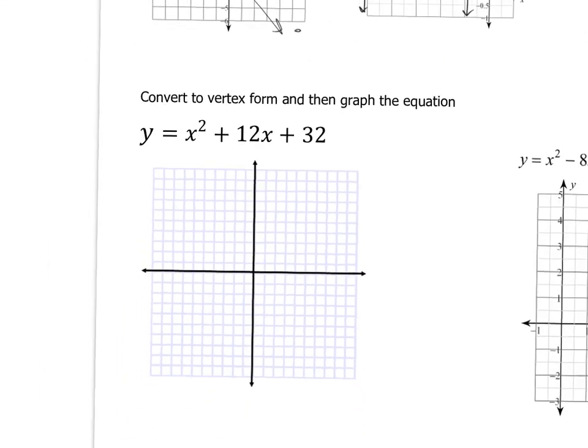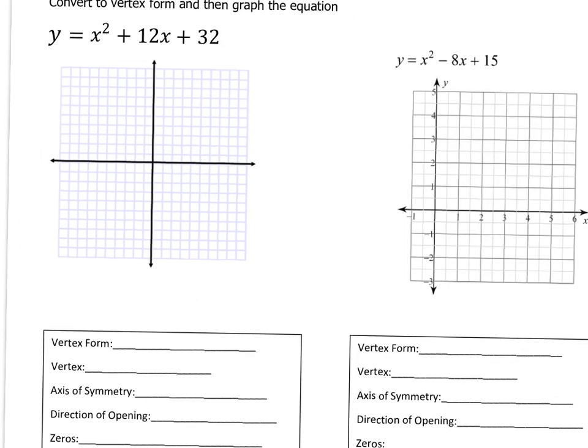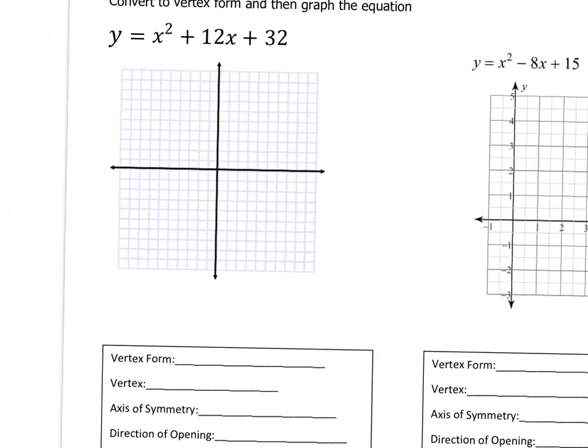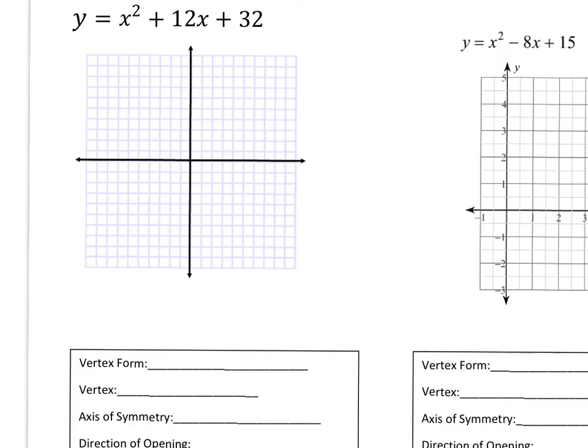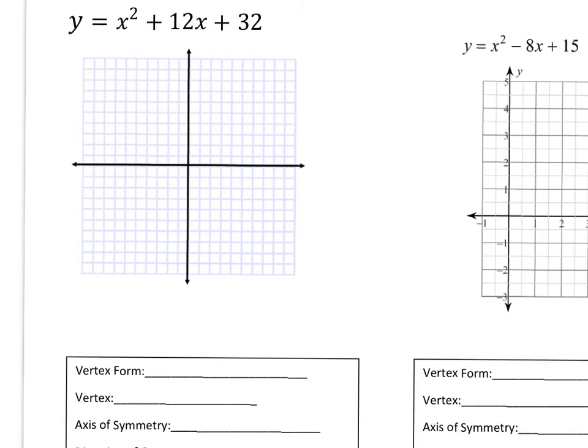All right, let's talk about converting to vertex form. This is pretty simple. We've done this since chapter 5. We are working on completing the square. So I'm going to take y equals x squared plus 12x plus 32, and I want to turn this into a perfect square trinomial so I can do square root of the front, square root of the back, sign of the middle. Right now, this back number is not easily square rootable, so I would suggest that you get rid of it. You move it to the other side.